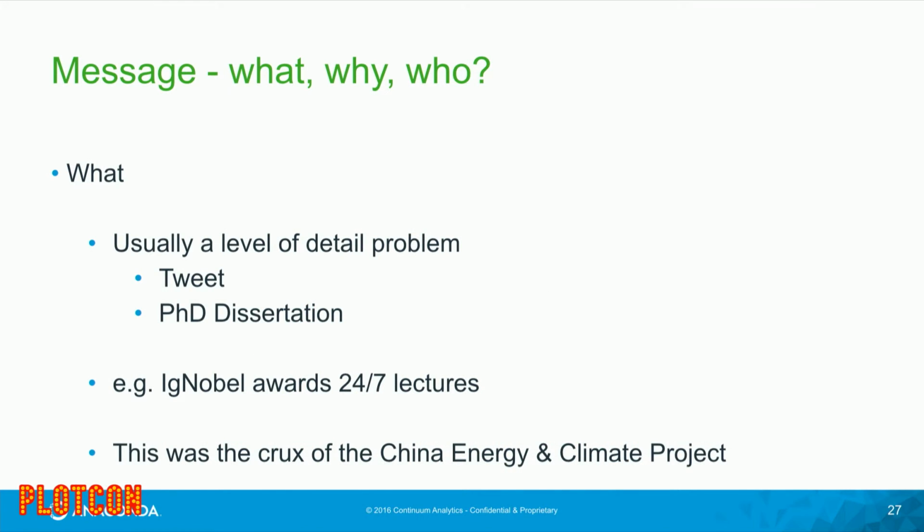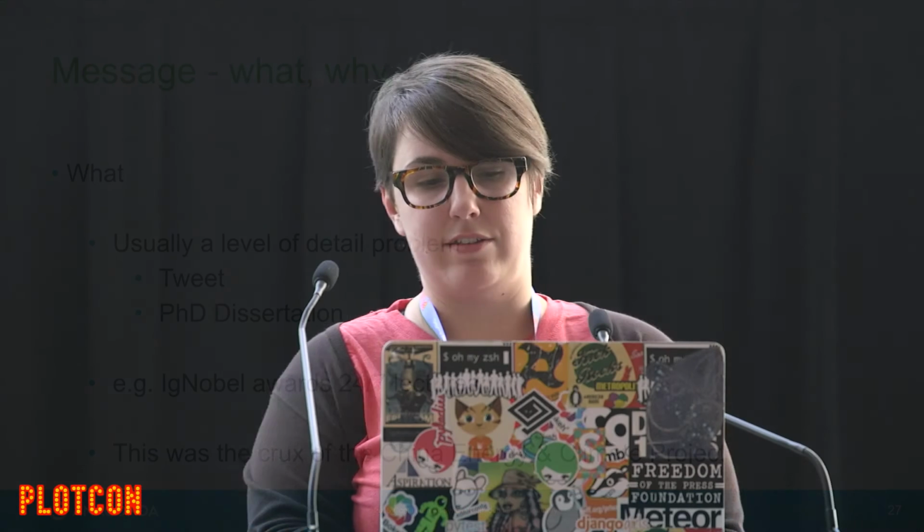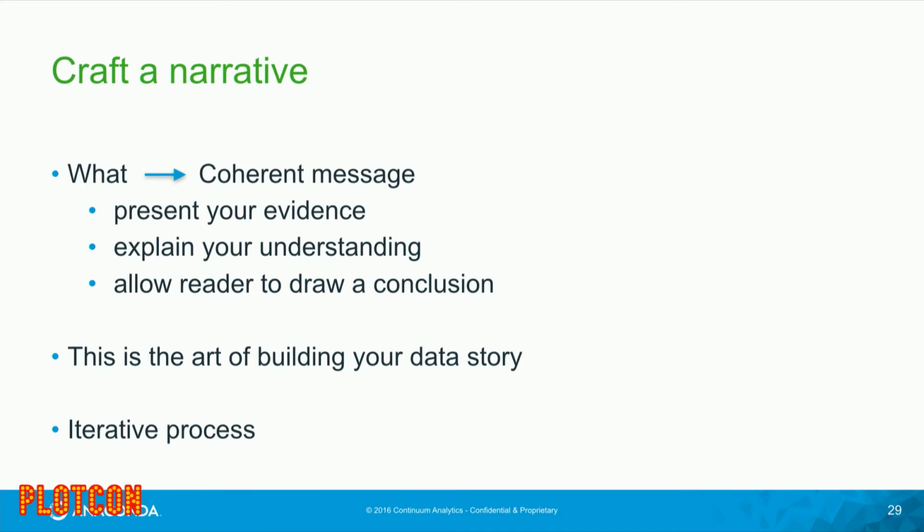So the next thing is what, and I always like to characterize this as a level of detail problem. I have yet to come across anything that can't be described in a tweet or a PhD dissertation or an interpretive dance for that matter. And so I think the Ig Nobel Awards 24/7 lectures are a great example of this. And this was the hardest thing about this climate project, is that it was just this massive piece of research, and we really needed to boil down their findings into something very straightforward and really work on crafting a narrative. Crafting a narrative is the process I like to think of as taking the what and turning it into a really coherent message that people can easily consume.